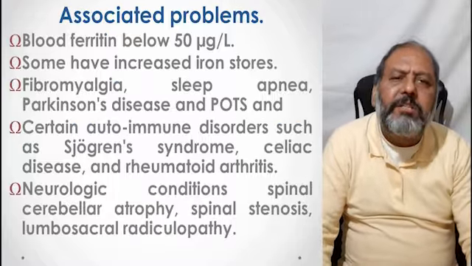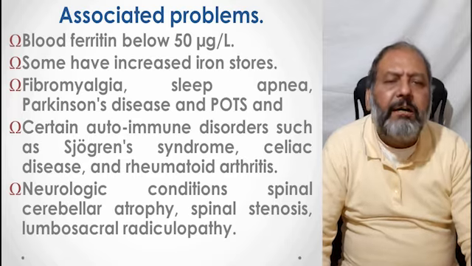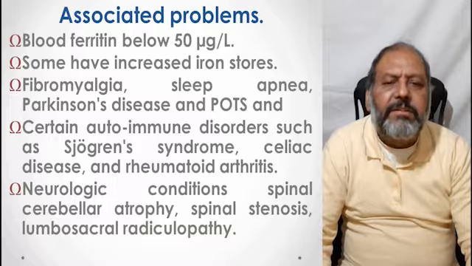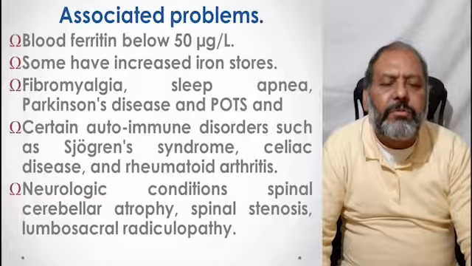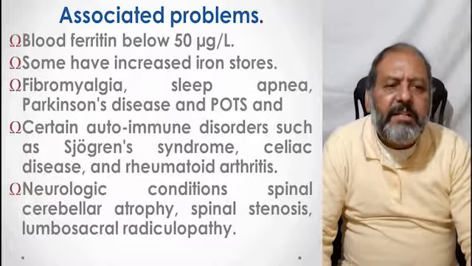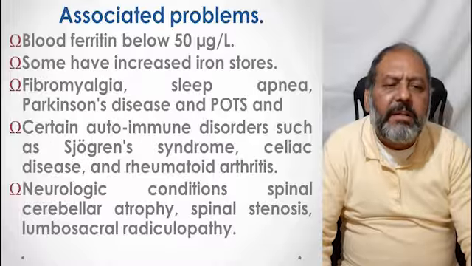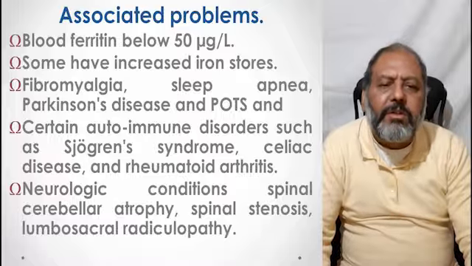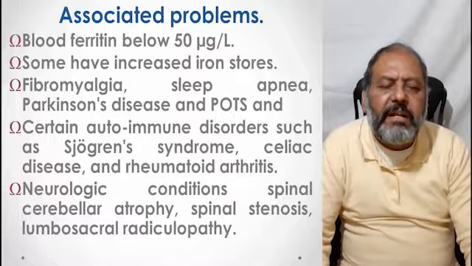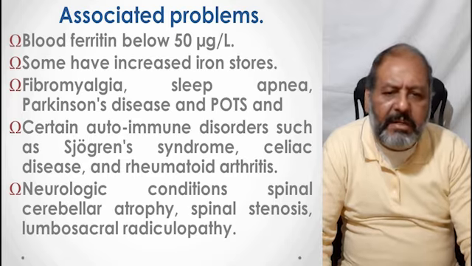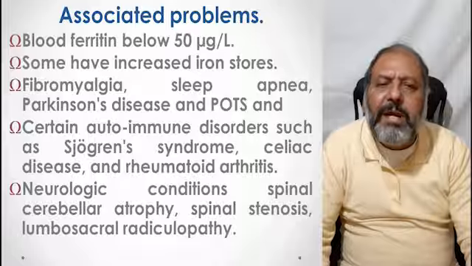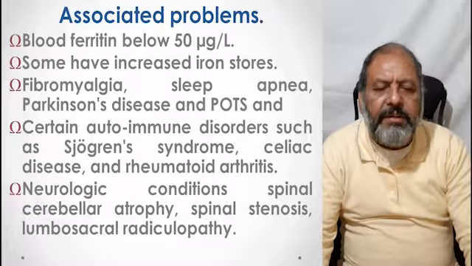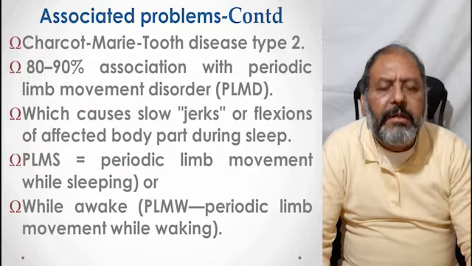Now, the problems associated with RLS are: blood ferritin is always below 50 micrograms per liter, though some have increased iron stores. Fibromyalgia, sleep apnea, Parkinson's disease, POTS, and certain autoimmune disorders such as Sjogren's syndrome, celiac disease, and rheumatoid arthritis also present with RLS. Neurologic conditions, spinocerebellar atrophy, spinal stenosis, and lumbosacral radiculopathy also present like RLS.